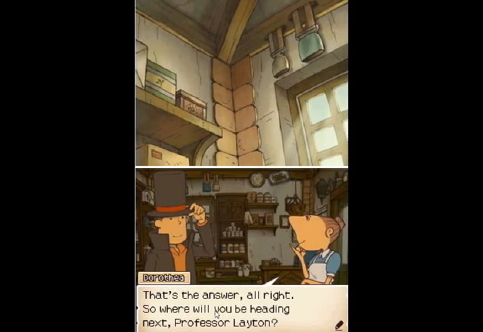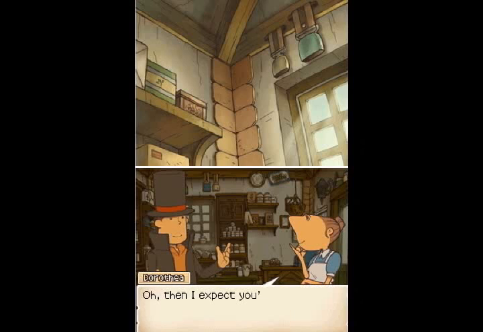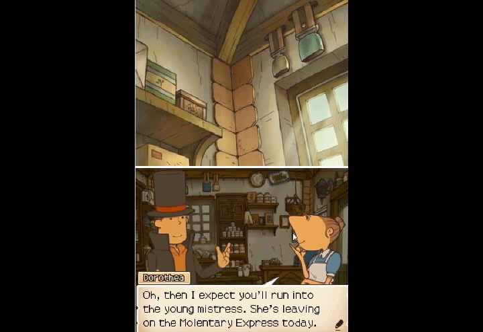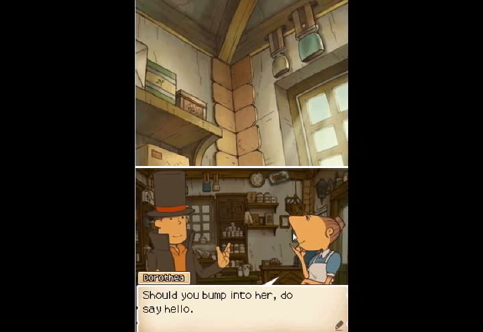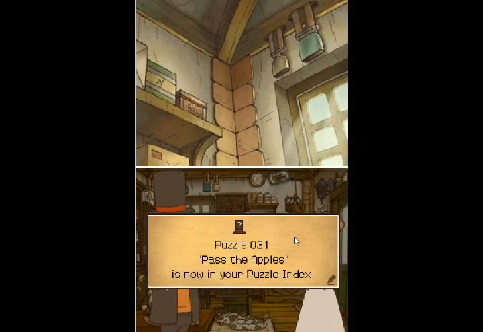That's the answer, alright. So where will you be heading next, Professor Layton? Once our train is in working order, we'll move on to the next town. Oh, then I expect you'll run into the young mistress. She's leaving on the Momentary Express today. Should you bump into her, please do say hello. Oh, and remember, please keep Miss Katia's trip a secret from the master.